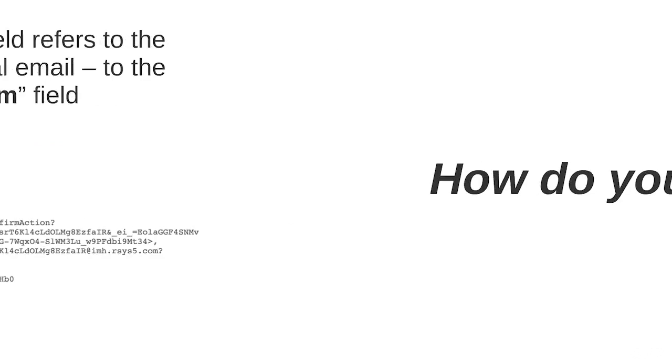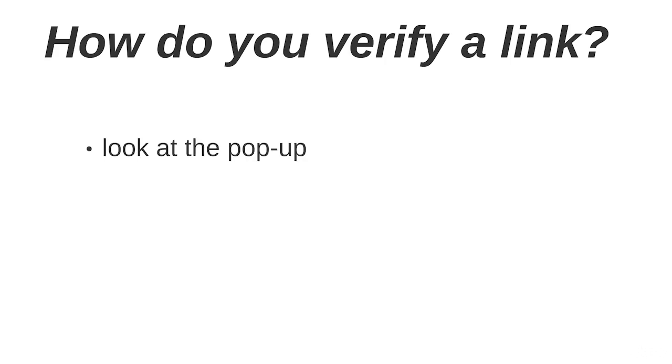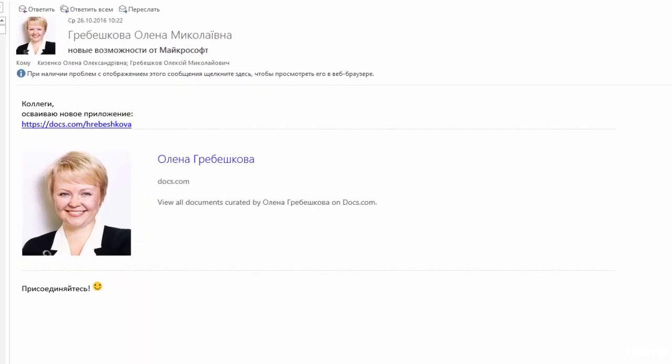Okay, now let's take a look at how to verify links in messages we receive. There are 3 easy steps you can do to verify links in emails. Look at the pop-up, look at the copied URL, and look into the message HTML source. Let's see an example. So I will switch to a message in my Outlook client. This is a message from my sister. And I got a link here pointing to her Google Docs account. And maybe it's not she who sent this message, and maybe this link doesn't point to where it says it points. Let's check it out.